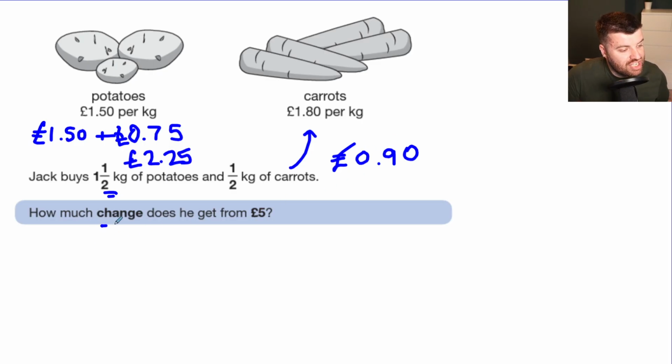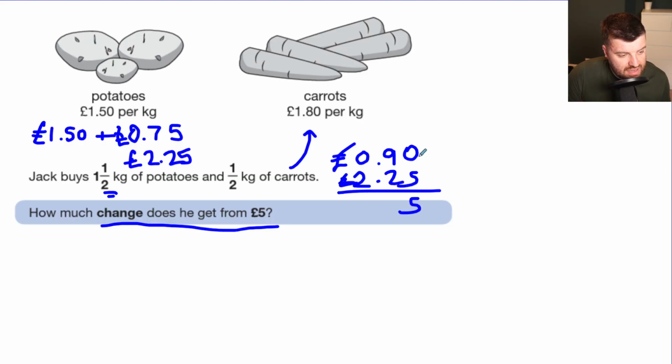So how much change does he get from £5? Well, let's work out how much in total he actually spent first. So £2.25 plus 90p gives us 5 in the 1p column, 1 in the 10p column, with 1 exchange to the pound, 1 plus 2 is 3. So he's actually spent £3.15.